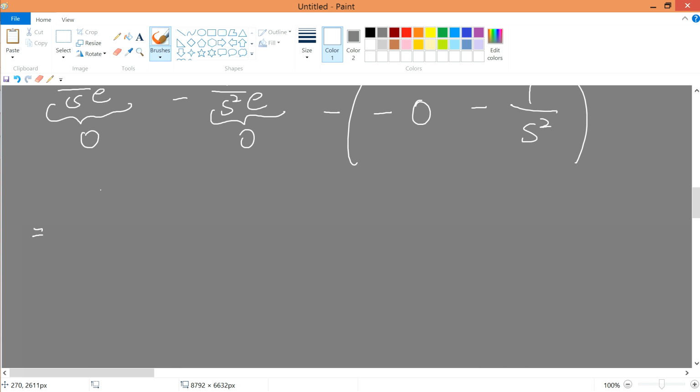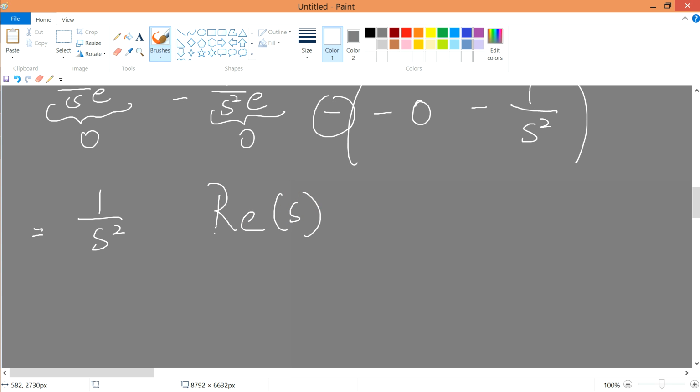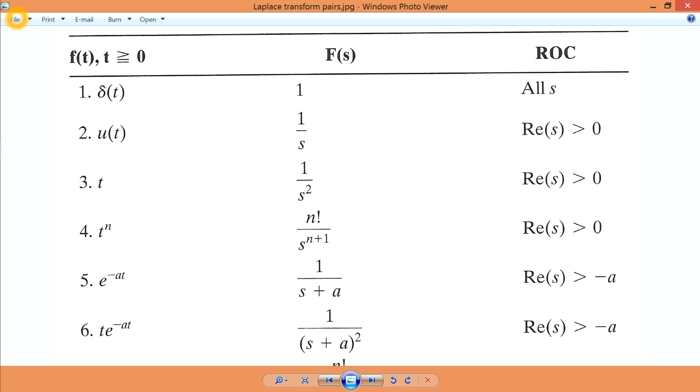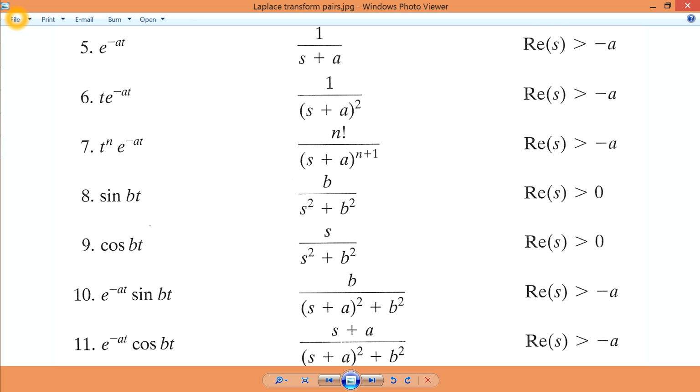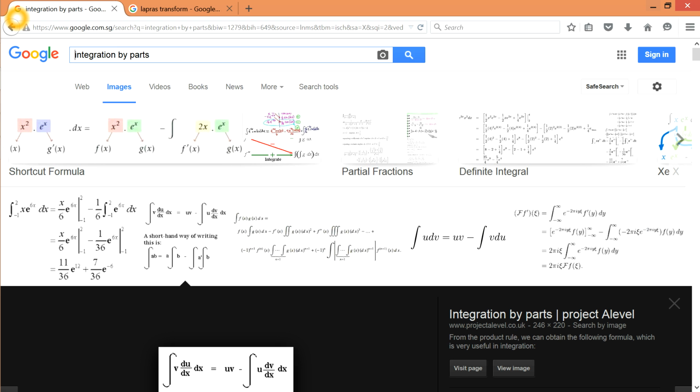And there you go, you have 1 over s squared. This is minus 1 over s squared, plus 1 over s squared. And you often come with a region of convergence of some Laplace transform, s larger than 0. So what is this all about? You also often see region of convergence larger than 0, or minus a, and weird stuff going on. Why are there all these things, and where are they coming from?